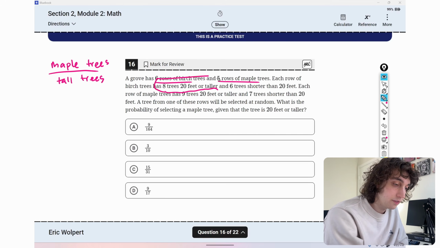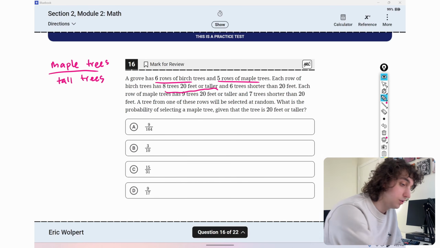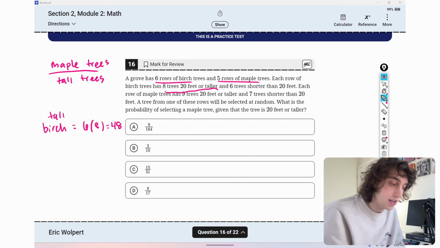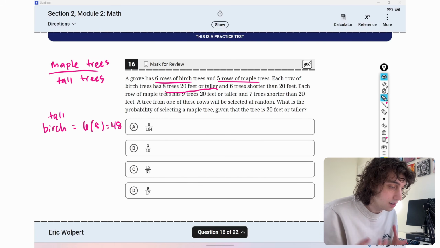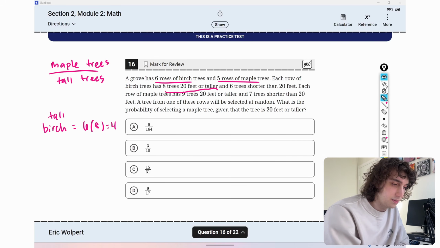And so this piece of information is relevant to us, that each row of birch trees has 8 trees that are tall. And there are 6 rows of birch trees. So if each row has 8 tall trees and there are 6 of them, for tall birch we would do 6 times 8, which is 48. There are 48 tall birch trees in the entire forest, or the entire grove. I don't know what a grove is. This is why I'm not an English tutor.